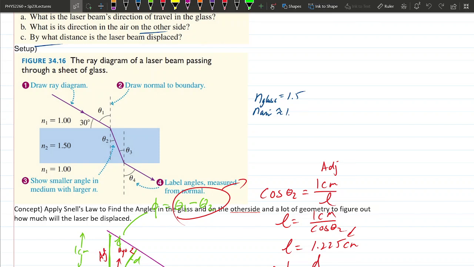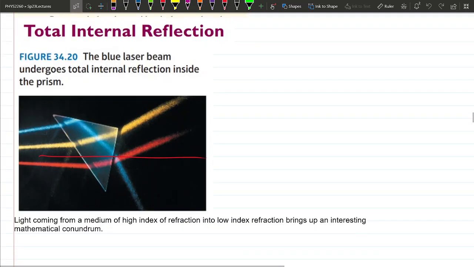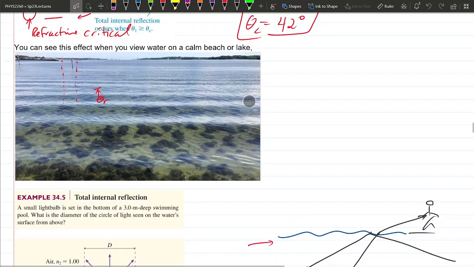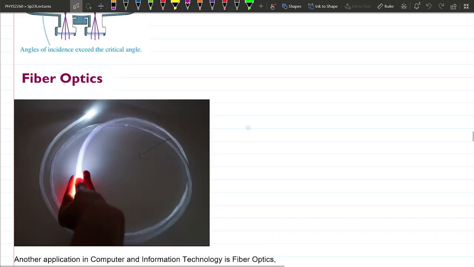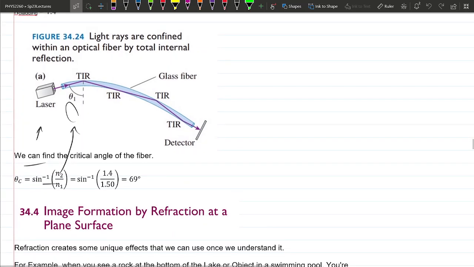This example is basically similar to what we just did on the worksheet, where a light source comes in and gets displaced because it went through a material that has a different index of refraction. Okay, so keep going down. Total internal reflection. We talked about that, right? And then we talked about fiber optics. I think this is where we ended up yesterday.